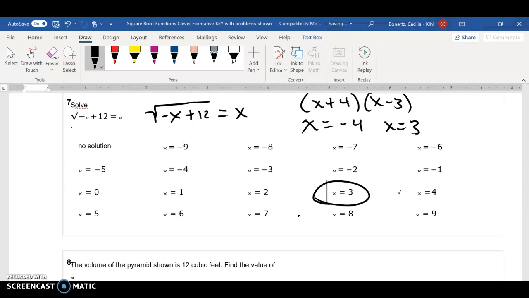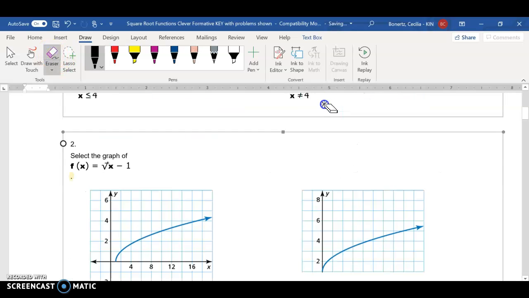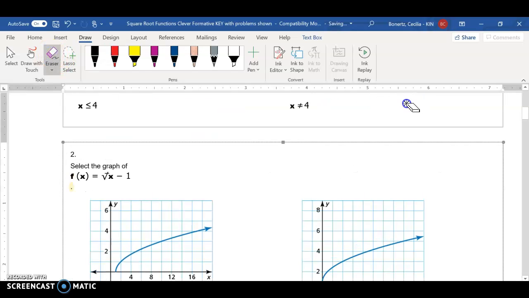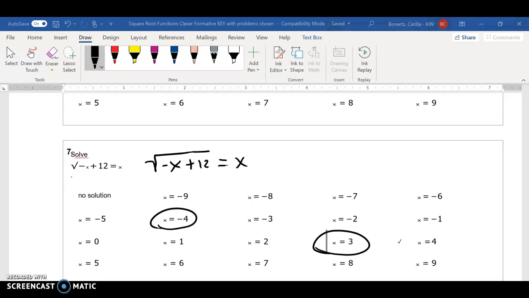So the reason why -4 is not a correct answer is because it works when I solve it, but then when I check it, I notice that it becomes an extraneous root. So when I'm checking it, I'm actually going to erase this so I have a little bit more room in here. So I'm going to check with the -4. So I'm going to put -4 plus 12 equals -4. And this becomes the square root of 16 equals -4.